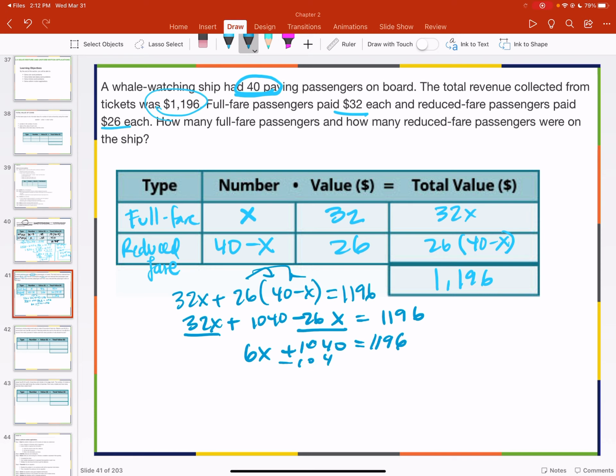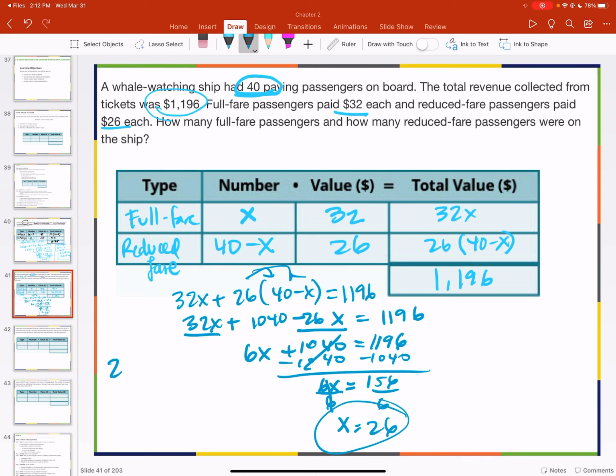Subtract both sides by that 1040. And we get 6X is equal to 156. Divide both sides by 6. We get X is equal to 26. So there's 26 full fare tickets.